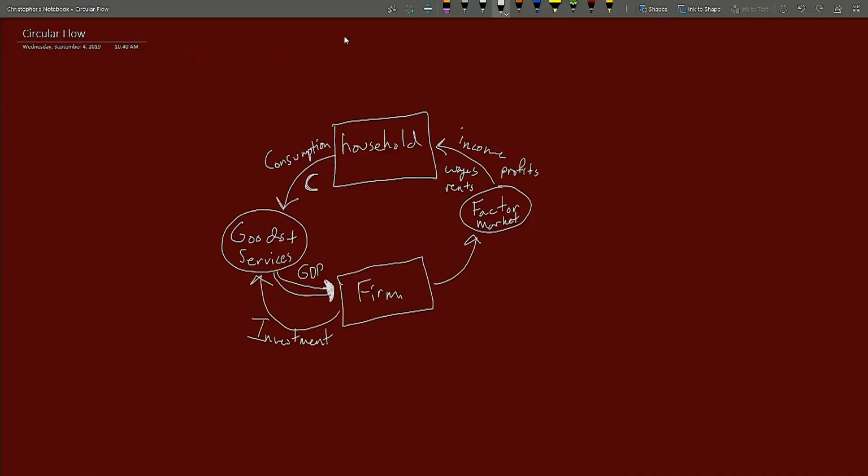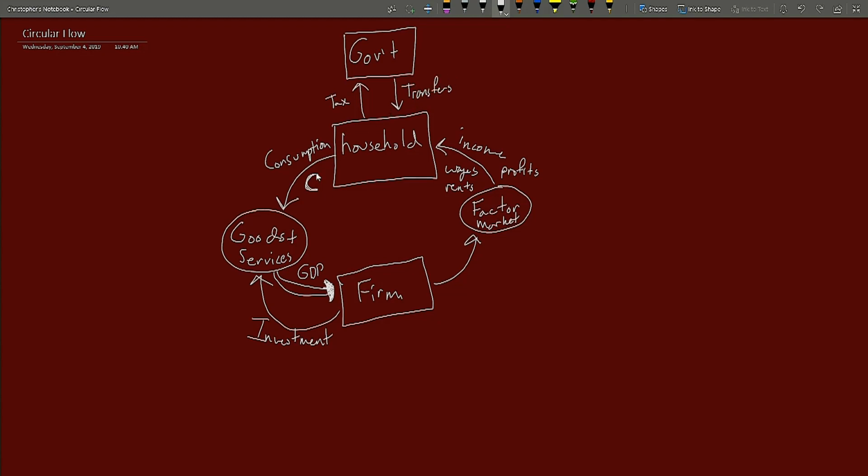Let's add a government. We'll put them over here above the household. What do governments do? First, they tax. So that's money coming from the household towards the government. That's unfortunate. No one likes taxes. And the government also gives transfers. So this would be Social Security and other transfers there.